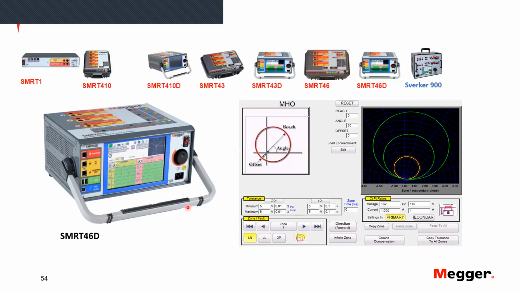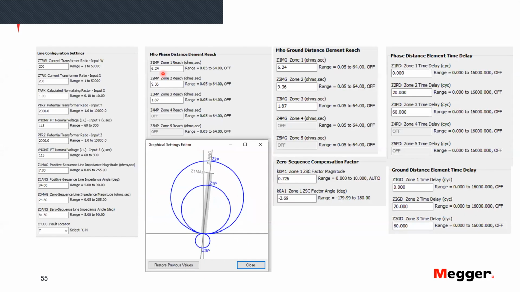I'm going to use one of these to do my testing. I'm going to test a 411L, and I'm going to test only the Mho distance element for both phase and ground. Here are the configurations. I have here the line, I have the reach for the Mho, the reach for the ground.